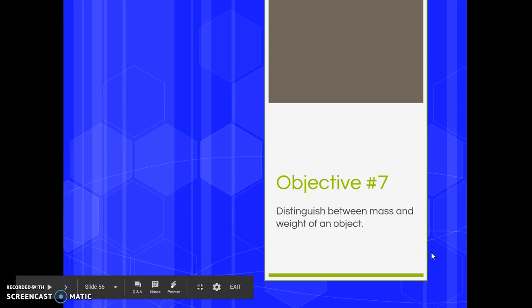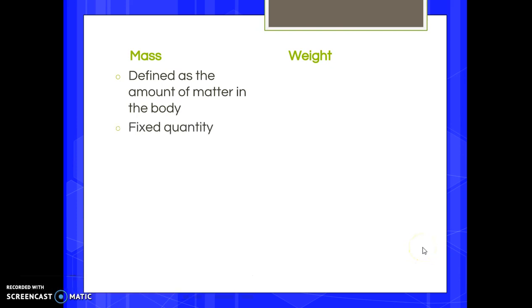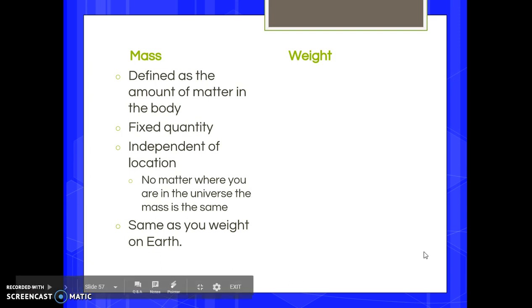Objective number 7, just a real quick refresher on the difference between mass and weight. Mass is defined as the amount of matter in the body, so it's actually how many atoms there are. It is a fixed quantity. Your mass is not going to change no matter where you are in the universe. So it is independent of location. No matter where you are in the universe, your mass is the same. It's the same as your weight on Earth.